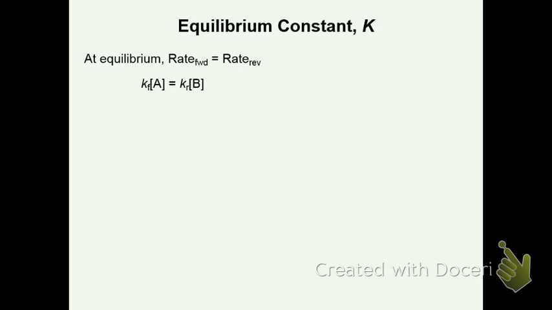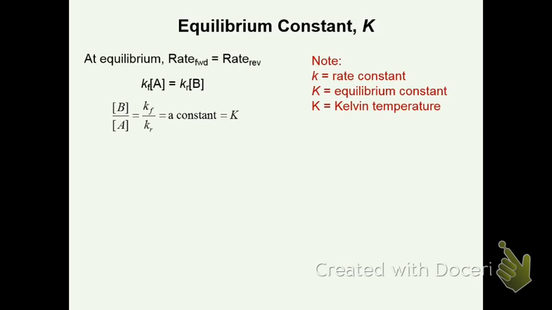So if we have a simple reaction where we just have A converting to B, that means that the rate of the forward reaction would be the rate constant times the concentration of A, and the rate for the reverse reaction would be the reverse rate constant times the concentration of B. So this can be rewritten as the concentration of B over the concentration of A, which is equal to the ratio of the rate constants, and this is defined as the equilibrium constant, which is a capital K.